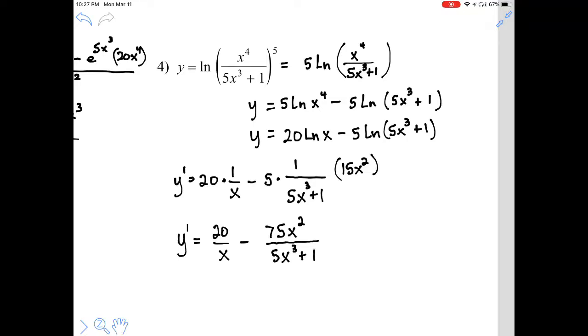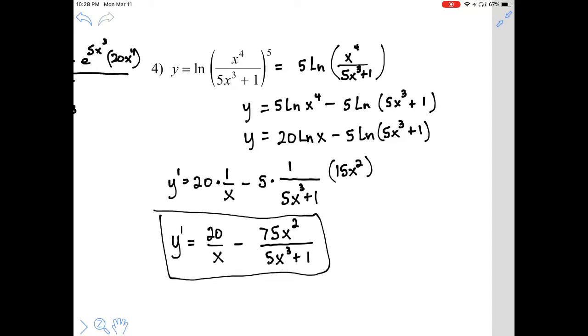Now from time to time, this is something we've talked about in class, I see students try to simplify that x squared with that x cubed, or I'll see somebody try to simplify that 75 with the 5, but this 5x cubed plus 1 is one term. It's got to stay together. You can't simplify a part of that term with that factor there. That just doesn't work. So that's as far as that one's going to go.